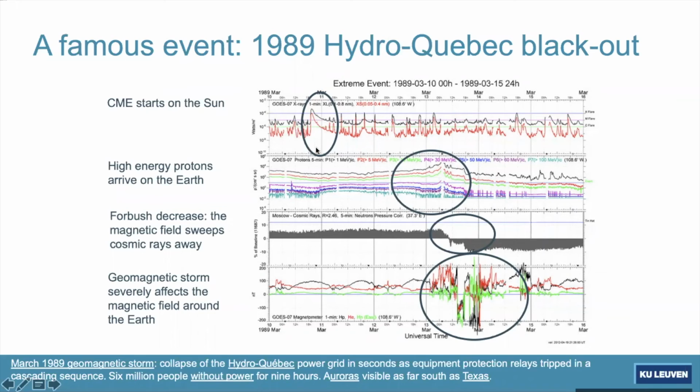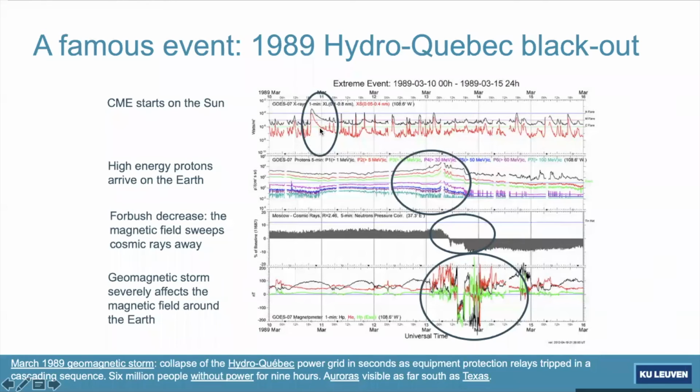So the first thing that happened here, you can see the X-ray emission on the sun. You can see that there was a big spike when the eruption happened. That's the first thing you measure. The X-rays are, of course, a form of light, so they arrive at the Earth in about 8 minutes. That's the time it takes light to travel from the sun to the Earth. So after 8 minutes, you see this spike. The CME has just happened.